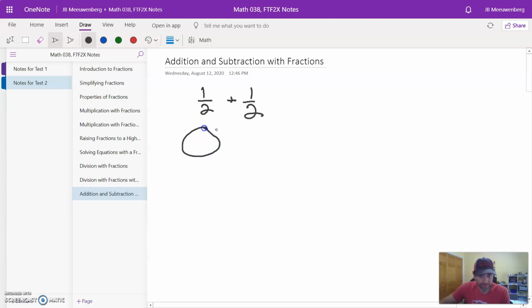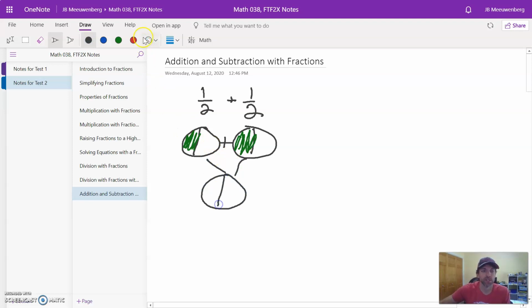And a half plus a half would look something like this. We've got half of something plus a half of something, and we are now merging them together. We're combining them. And when we do that, what we end up with is two halves. And two halves make one whole, right? Two halves equal one.